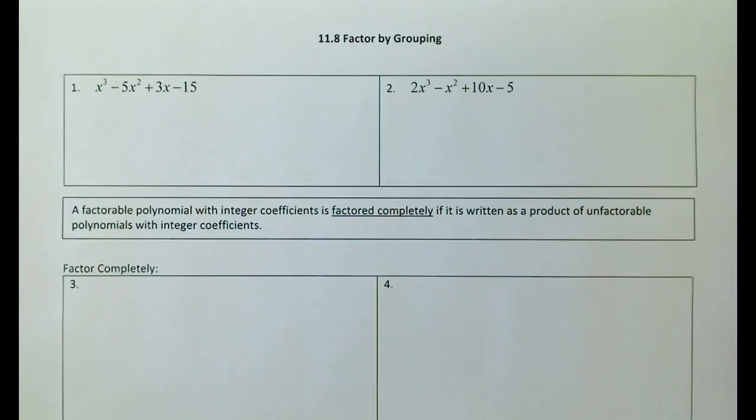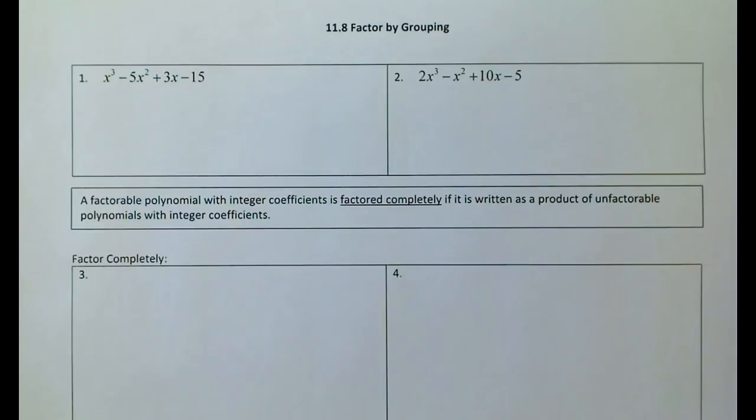11.8, factor by grouping. This is when we have four terms. You refer back to your factoring sheets, this is the last set of factoring that we have. We did 3 terms guess and check, 2 terms with difference of squares, and now we have 4 terms, and this is our factor by grouping. First thing we're going to do with our 4 terms is always, still, check for a GCF.